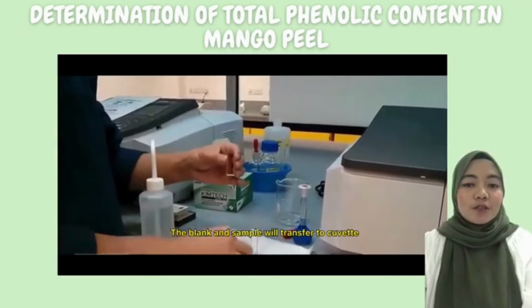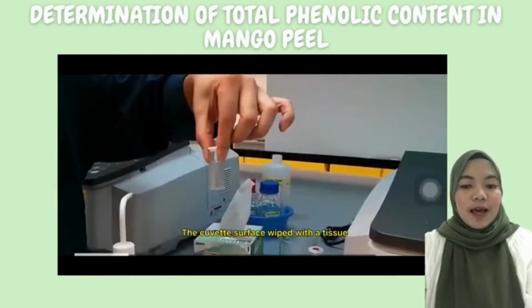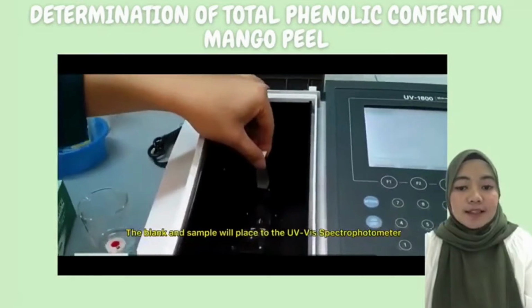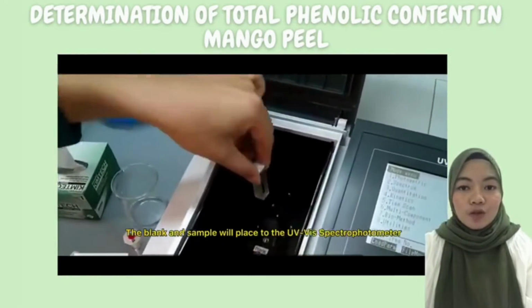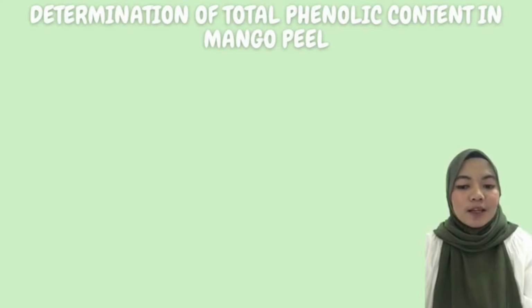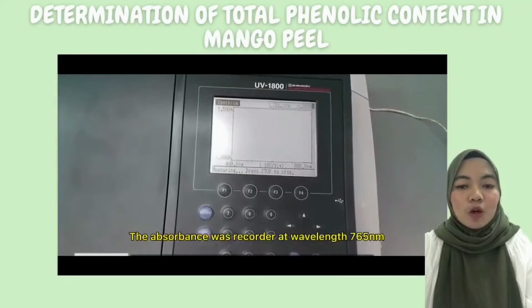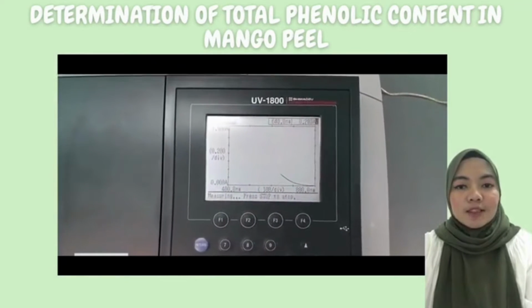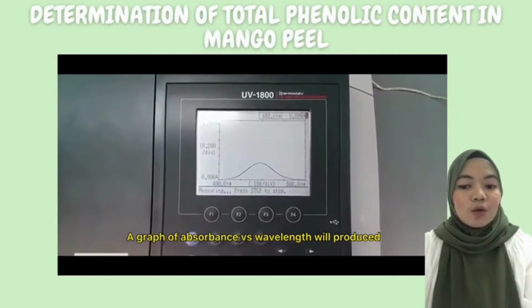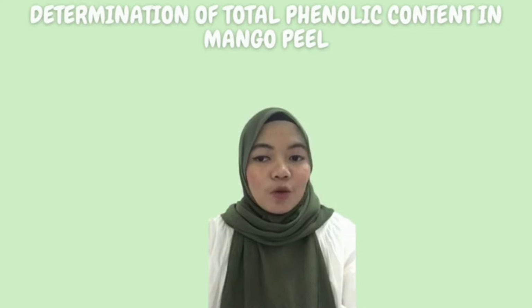So next, we transfer the blank and the sample into the cuvette and make sure we wipe the surface of the cuvette with a tissue. After that, the sample was placed into the UV Vis spectrophotometer, making sure the clear sides are in the east-west direction where the light is coming from. So we run the test, where the absorbance was recorded at a wavelength of 765 nanometers. From this, a graph of absorbance versus wavelength will be produced. In this method, we use a gallic acid anhydrous standard as a calibration curve.